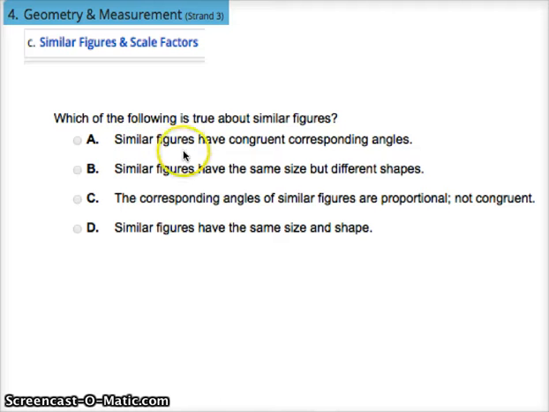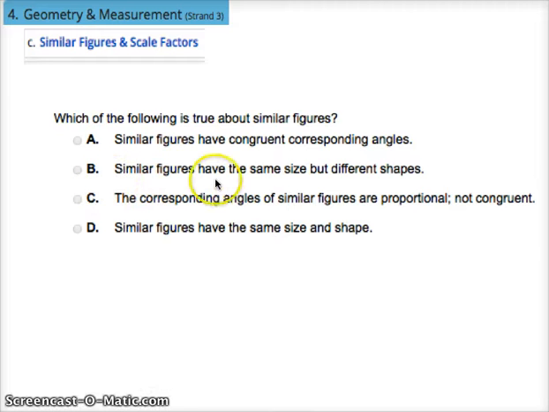It says similar figures have congruent corresponding angles. That means their corresponding or matching angles are the same. And that is a true statement. So right away, letter A is true. Similar shapes, the angles match up and are the same. We'll go through the next part here too.